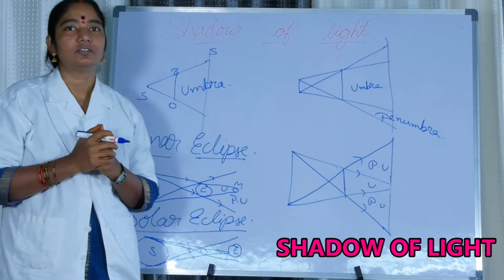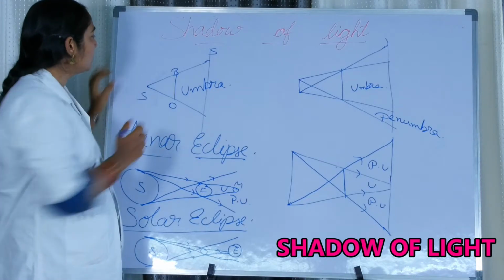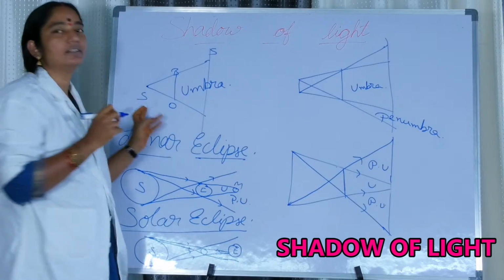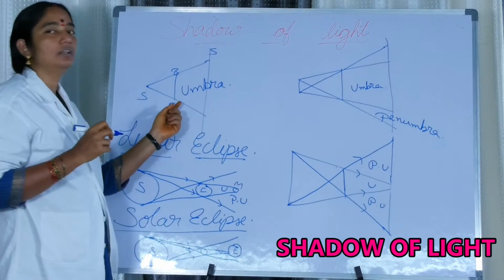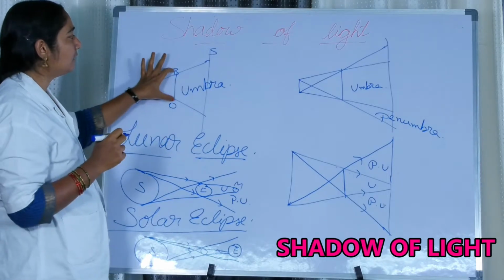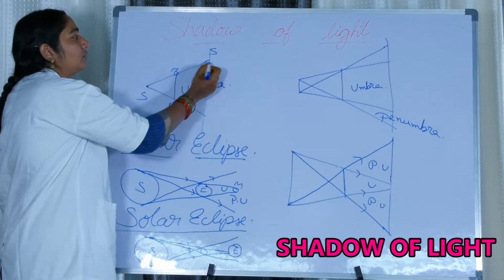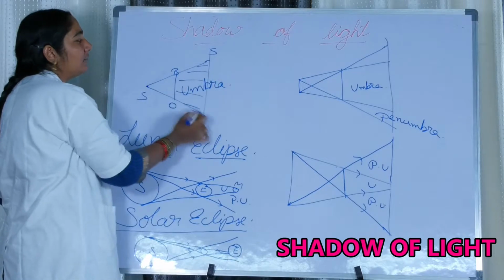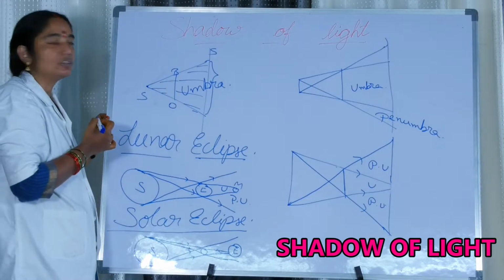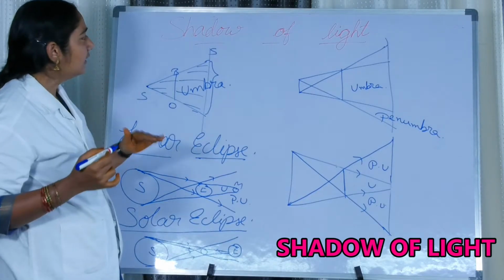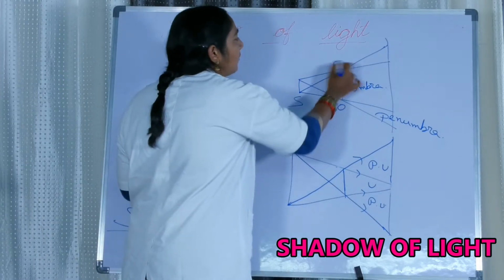Different shadows. Let us take an example. When a source is a point source and this is an opaque body, and the body is bigger compared to the source, then the shadow is completely dark. This shadow is completely dark. As a result, we call this part the umbra.